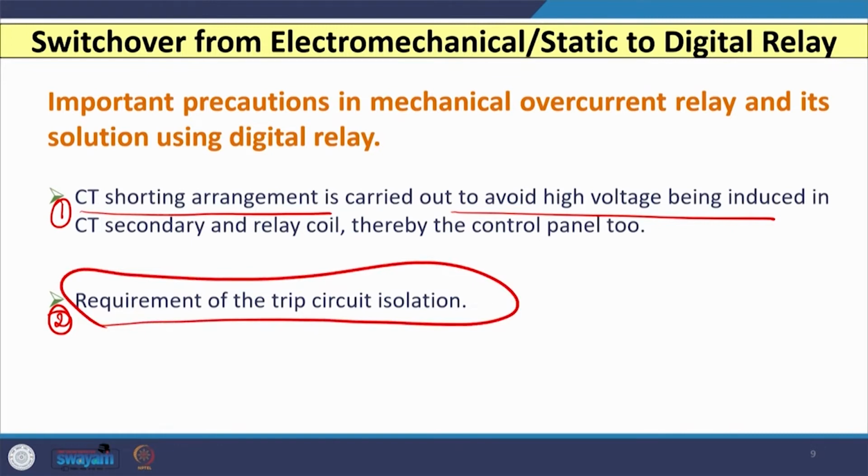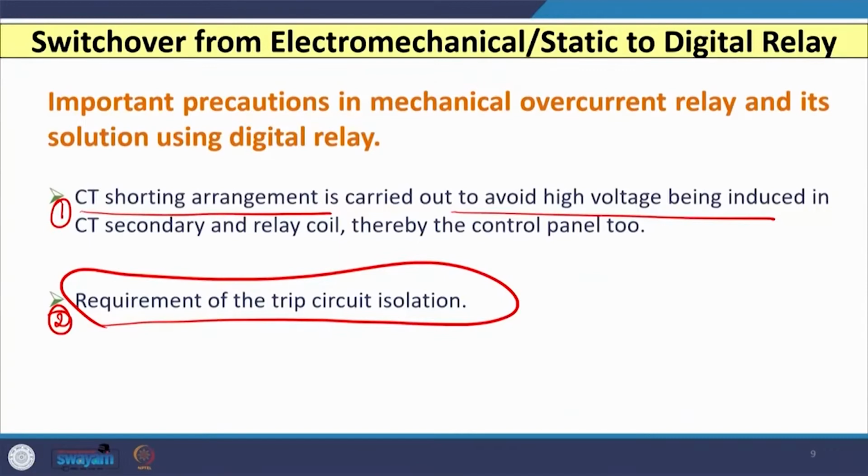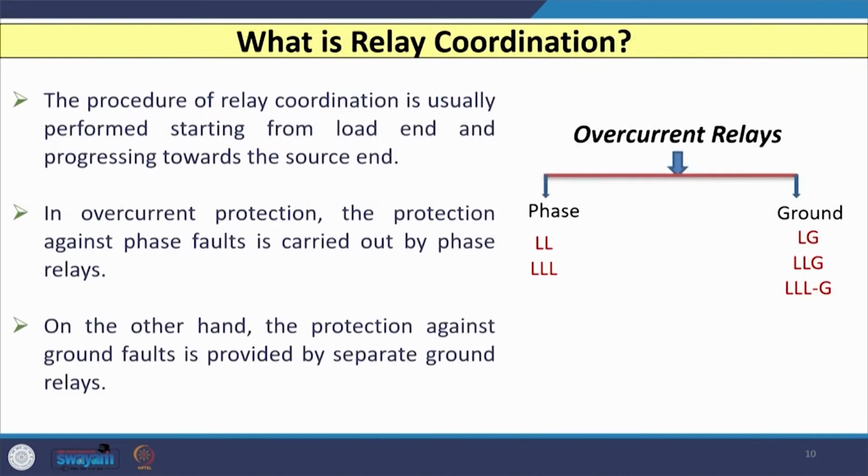Trip circuit isolation is normally used during periodic maintenance. When we carry out periodic maintenance of electromechanical or static relays, we activate the trip circuit isolation or a particular logic. Whenever we test the relay, the relay operates and gives a signal to the circuit breaker, and the circuit breaker may trip, because this is not an actual trip, we are only testing the relay for periodic maintenance. So, for that, trip circuit isolation is required. However, in the case of a digital relay this is not required. So, because of these two main advantages, we switch over from electromechanical or static to digital relays.